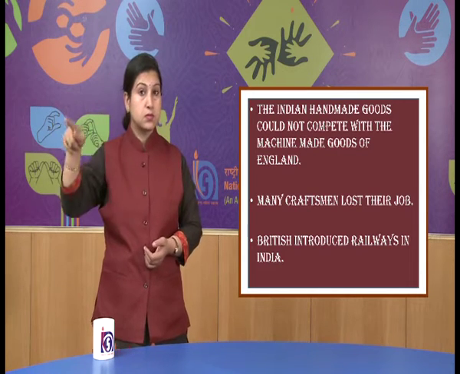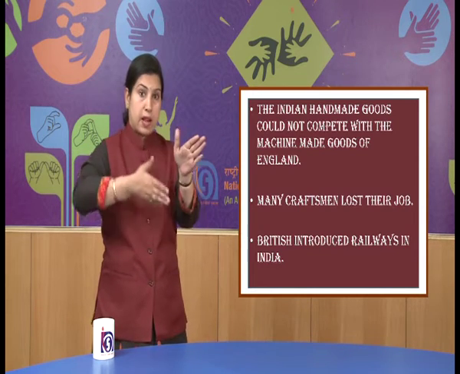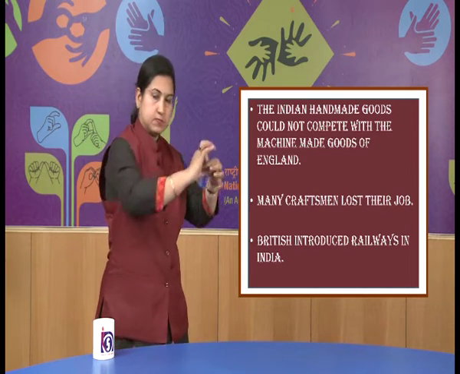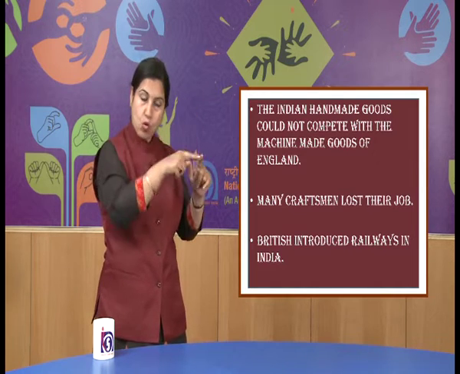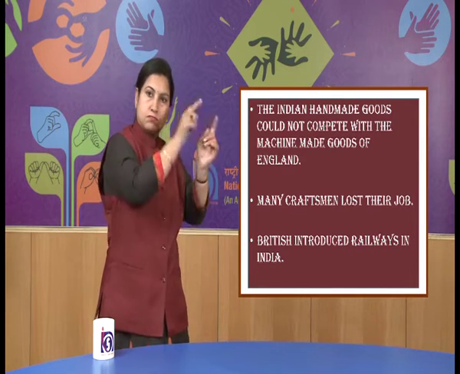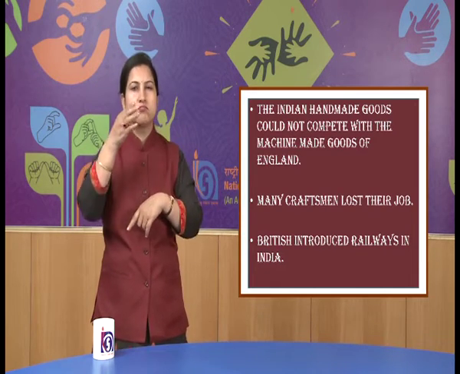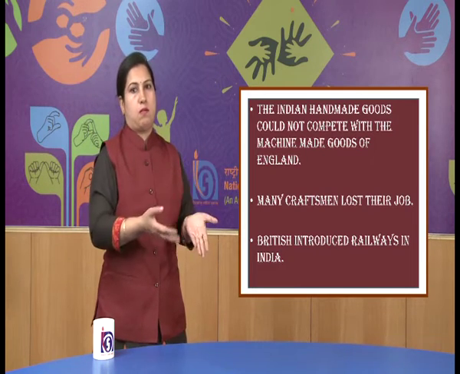British introduced railways in India. The railways connected the raw material producing areas with the ports. From these ports, the goods were sent to England. As a result, English items could easily come in the Indian markets. Learners, we have learnt that the main aim of the British in India was to earn as much wealth as possible.